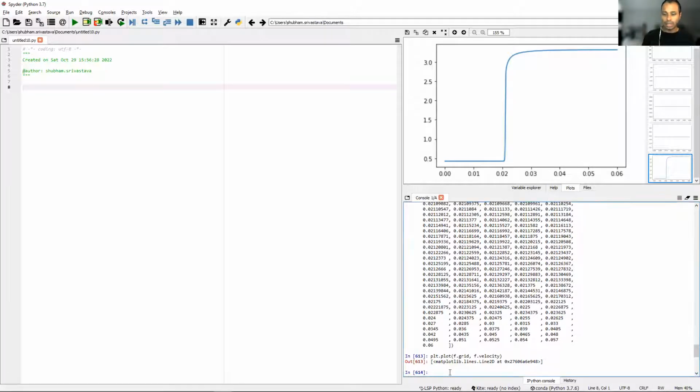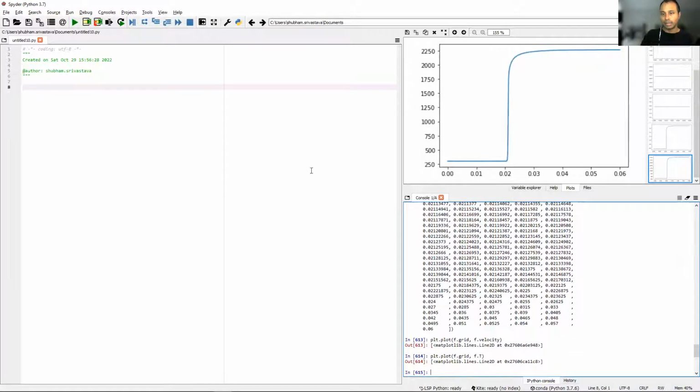So similarly, let's look at temperature. So we say f.T. And again, see, it starts with some 300 Kelvin, I suppose that was the initial temperature. And then the temperature spikes and then goes stable. So this is what you will see everywhere.